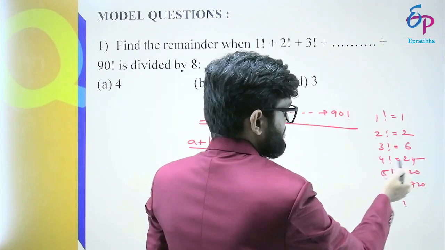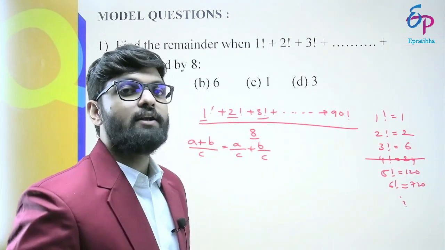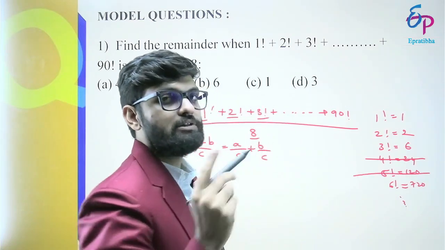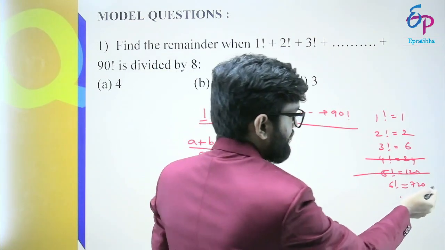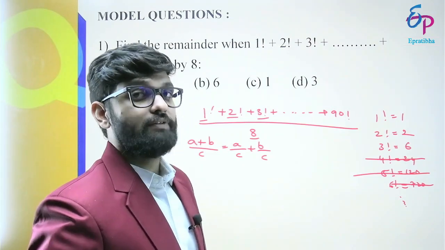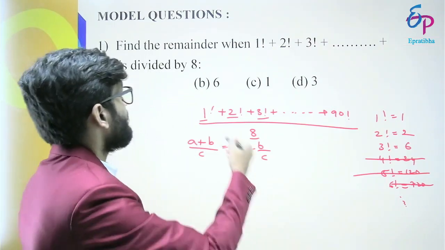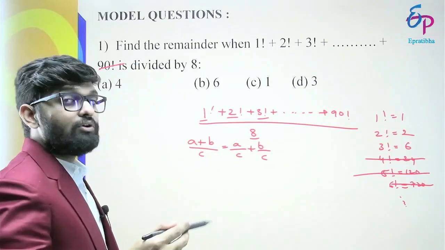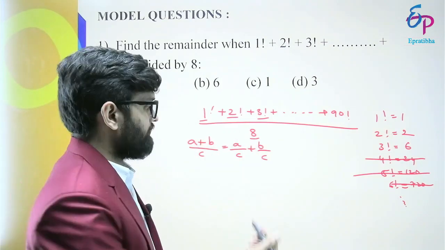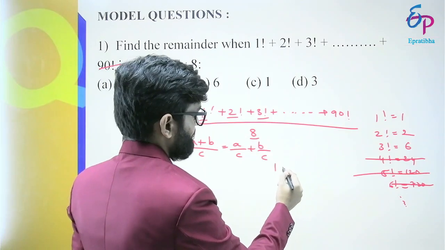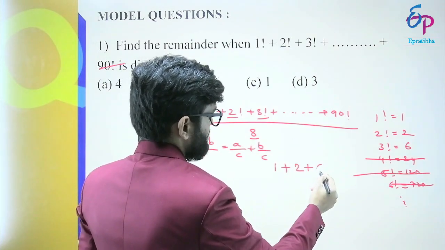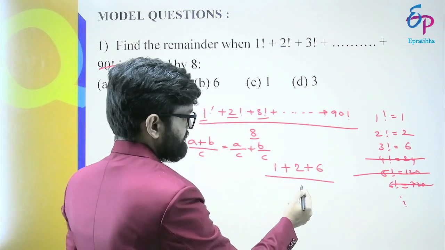What is the meaning of divisible? Always the remainder will be 0. Again, 5 factorial is easily divisible by 8 and 6 factorial is also divisible by 8. If 4 factorial, 5 factorial, 6 factorial are divisible by 8, then 90 factorial is also divisible by 8. So we only require 3 numbers: 1 factorial is 1, 2 factorial is 2 and 3 factorial is 6. The rest is divisible by 8.